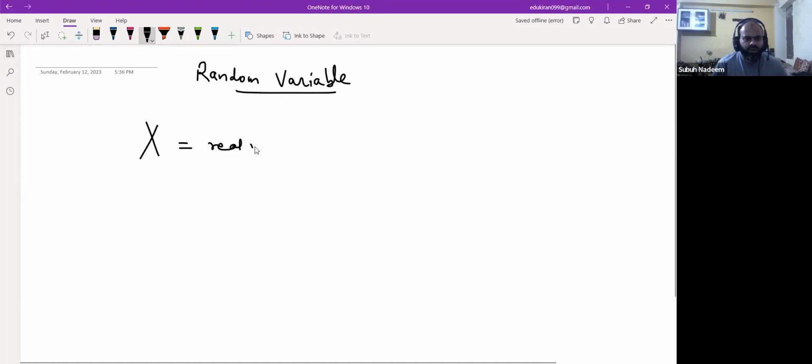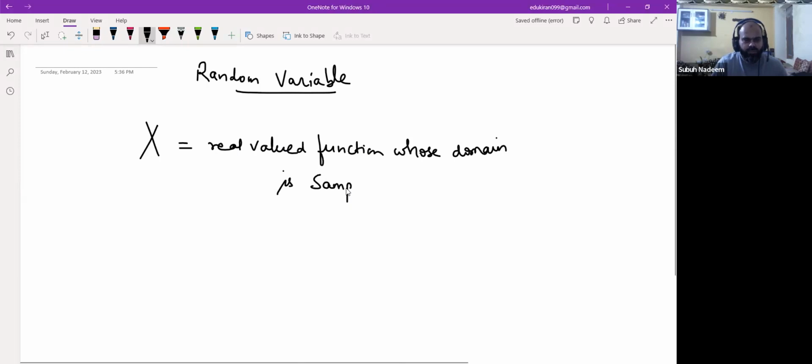A random variable is a real valued function whose domain is the sample space. So what is a sample space? For example, we take tossing of two coins.